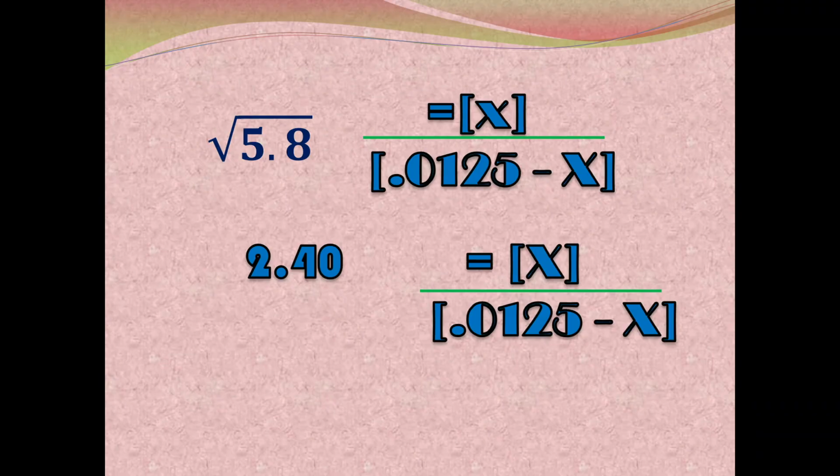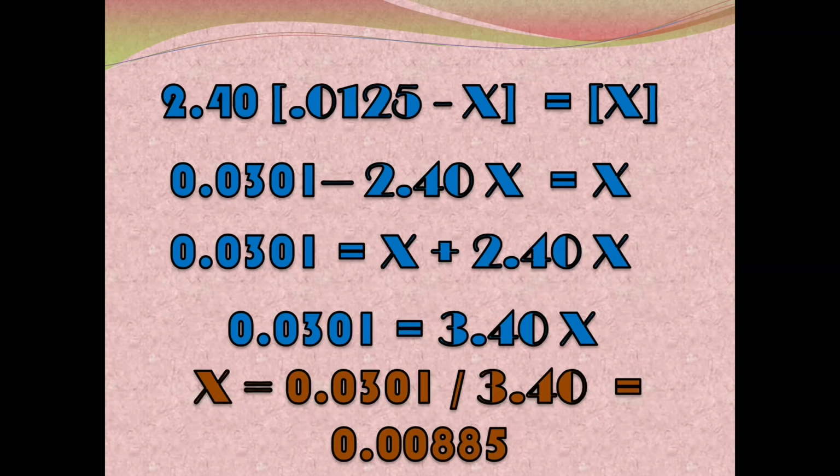And then I'm going to bring the 0.0125 minus x over to the left-hand side and multiply the whole thing by 2.4. Just told you guys, this is an algebra class. Got to learn how to do your algebra. So 2.4 times 0.0125 minus x equals x. I multiplied the 2.4 through. Then I moved the 2.4x to the other side. I have 0.0301 equals 3.4x.